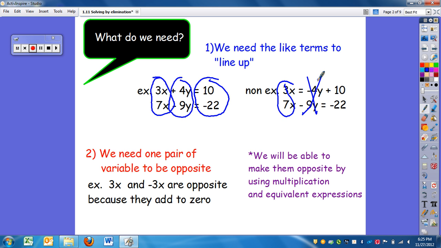So for me to solve this by elimination, I would have to move one of the y's, either the 9y to the right side or the negative 4y to the left side. So once we have them lined up, we need to make one pair of the like terms opposite. So for example, 3x and negative 3x are opposite because they add up to 0 or 0x. If they are not opposite, we are going to be able to make them opposite by using multiplication and equivalent expressions. So we're going to be able to multiply one or both equations by a number, and that will give us the variables to be opposite.